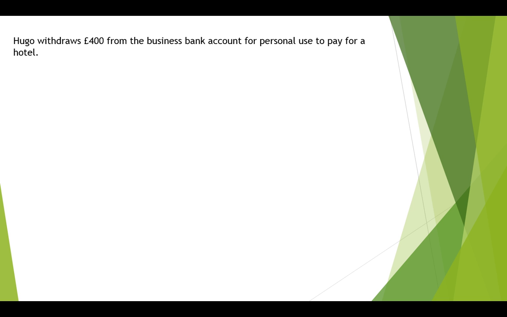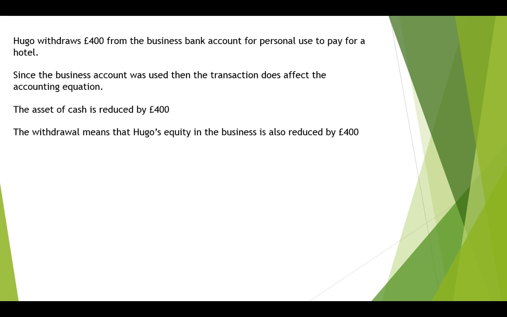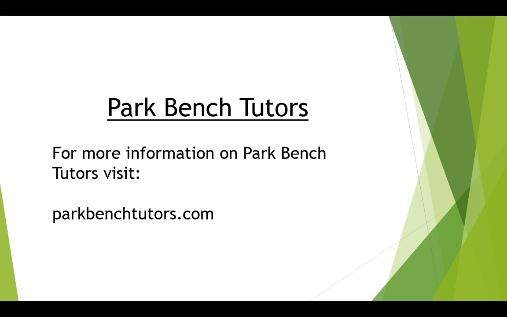What happens if Hugo takes money from the business? Well, it depends what the money is taken for. In this case, he's taken £400 from the business bank account for personal use to pay for a hotel. So if it's the business account that's used, then the transaction is affecting the accounting equation. The asset of cash is reduced by £400. The withdrawal also means that Hugo's equity or interest in the business is reduced by the same amount, by £400. So asset and equity are reduced by the same amount, and the accounting equation remains balanced.